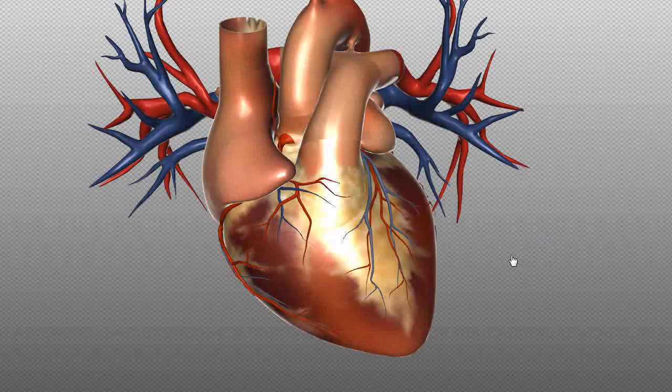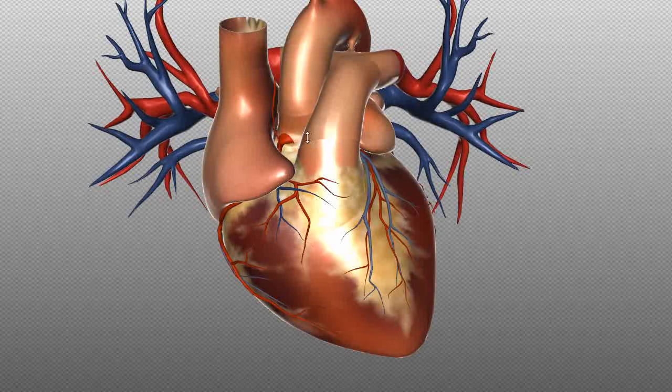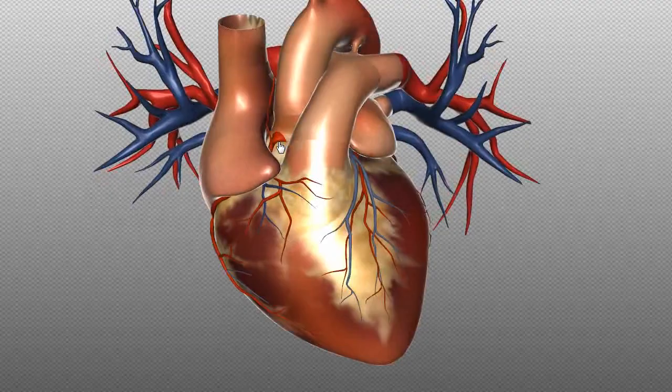So blood that's received from the lungs into the left side of the heart is pumped out of the aorta, and the aorta has some branches which supply the heart. So at the base of the aorta, just after the aortic valves, you've got two branches which come off, the right and left coronary arteries.